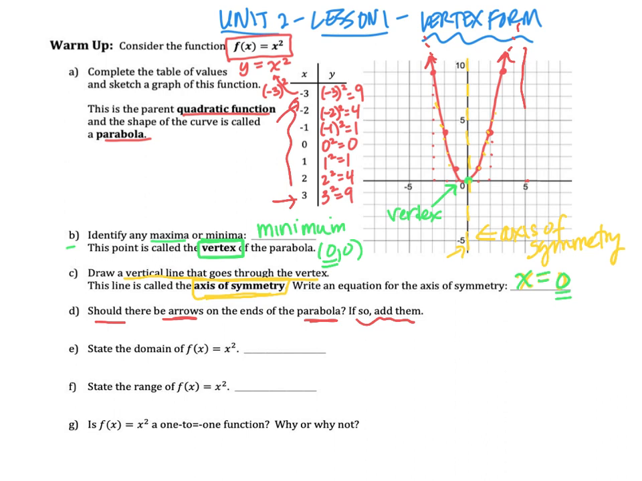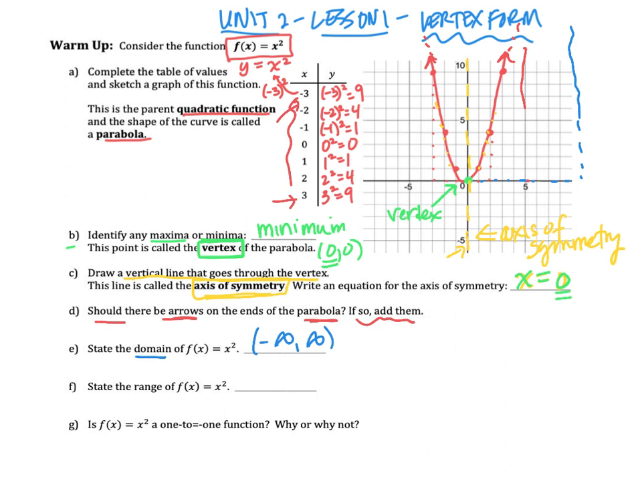Now, if we have arrows at the ends of our parabola, then what is the domain? So I can put in any number and square it, and the parabola is going to continue to get higher and higher and higher. So my domain goes from negative infinity to infinity. Or in other words, my domain is all real numbers.